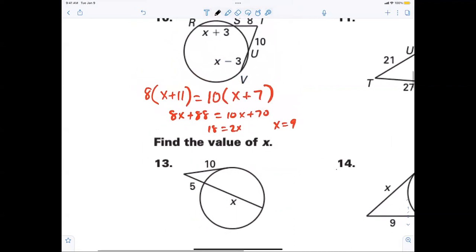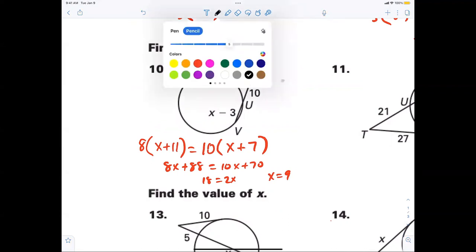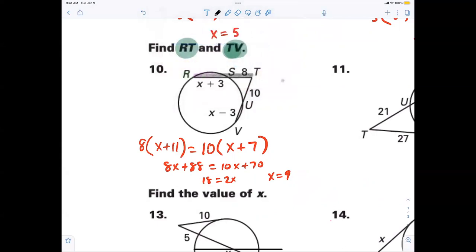So now that X equals 9, we want to find RT. So RT is this long thing. So what is RT, guys? RT equals 20. Isn't that cool? Now you can write in pencil.